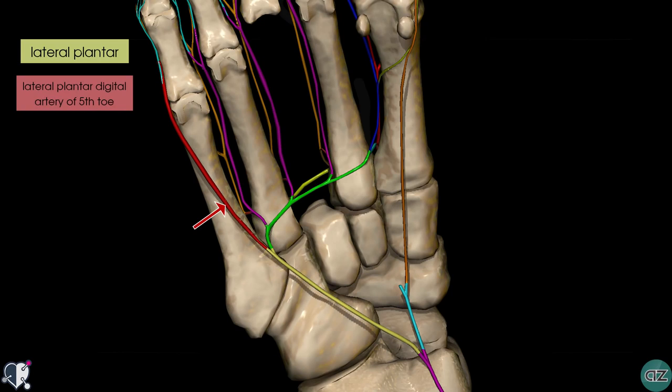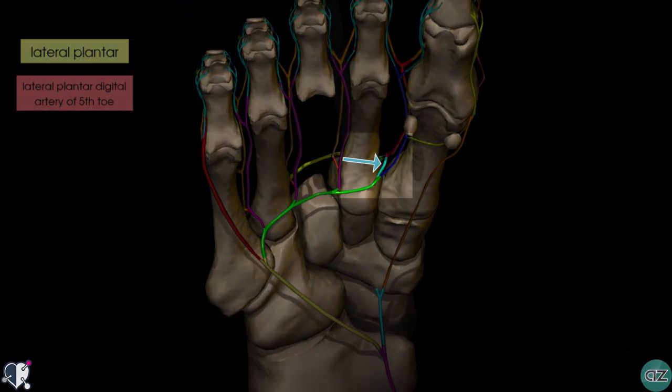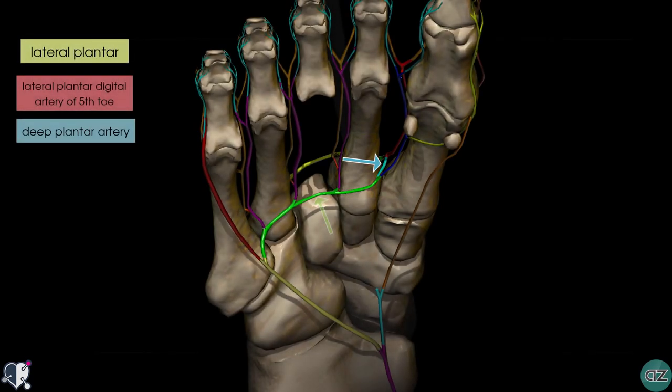So if I just rotate the model around slightly again, we can return to see the artery here highlighted in the light blue colour. This is the deep plantar artery from the dorsalis pedis artery, and this joins this branch highlighted in green of the lateral plantar artery to form the plantar arch. The plantar arch, as you can see, runs from the base of the fifth metatarsal to the first interosseous space.